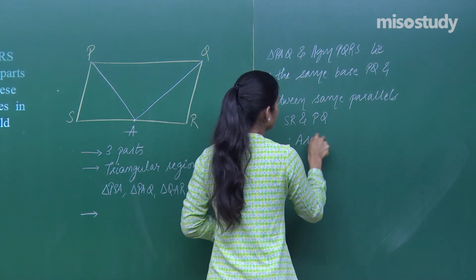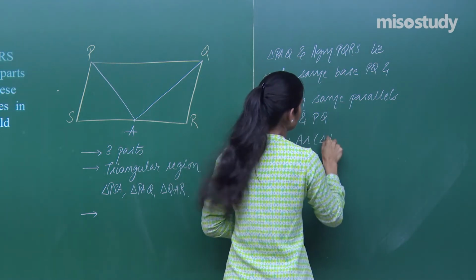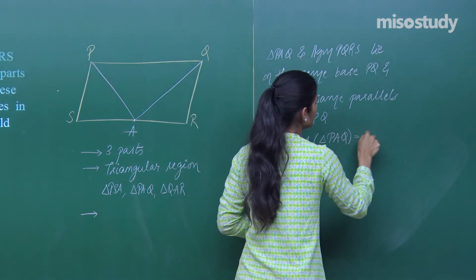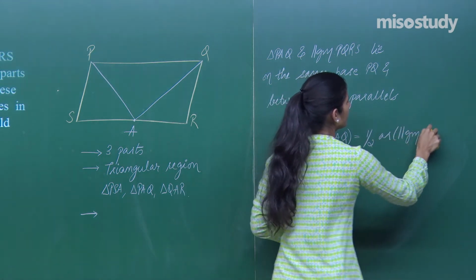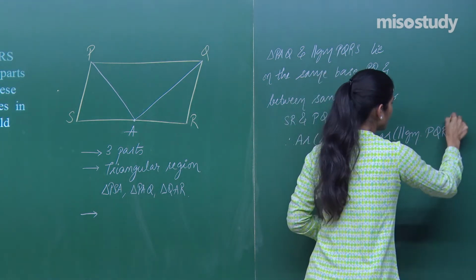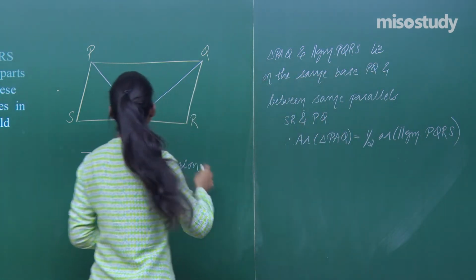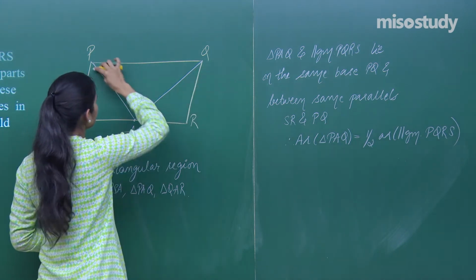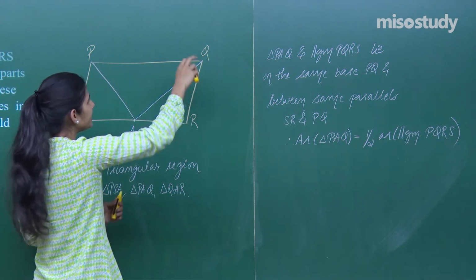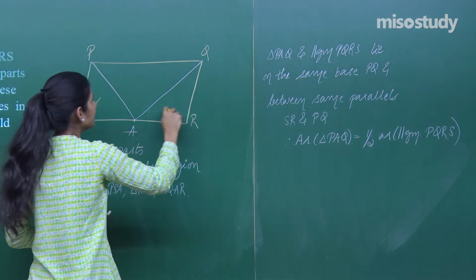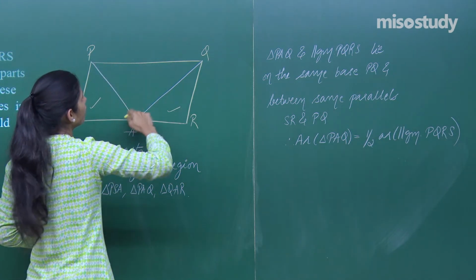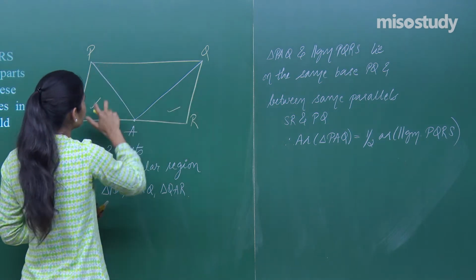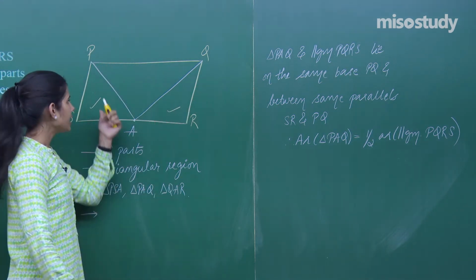Therefore, area of triangle PAQ will be what? Half of area of parallelogram PQRS. If this triangular region PAQ is half of this complete one, that means this and this is the other half. This is one half of this complete parallelogram. That means what you're left with is another half.